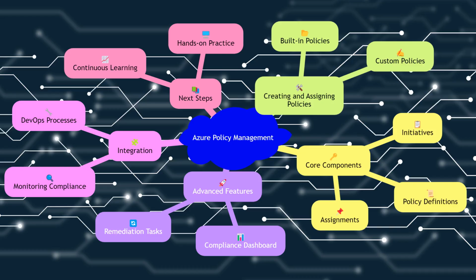Implementing and managing Azure Policy is crucial for maintaining governance, security, and compliance in your Azure environment. By understanding its core components, creating and assigning policies, and leveraging advanced features, you can ensure that your resources adhere to organizational standards. The next steps involve hands-on practice with creating policies, monitoring compliance, and integrating Azure Policy with your DevOps processes. Continuous learning and adaptation will help you stay ahead in managing Azure governance effectively.